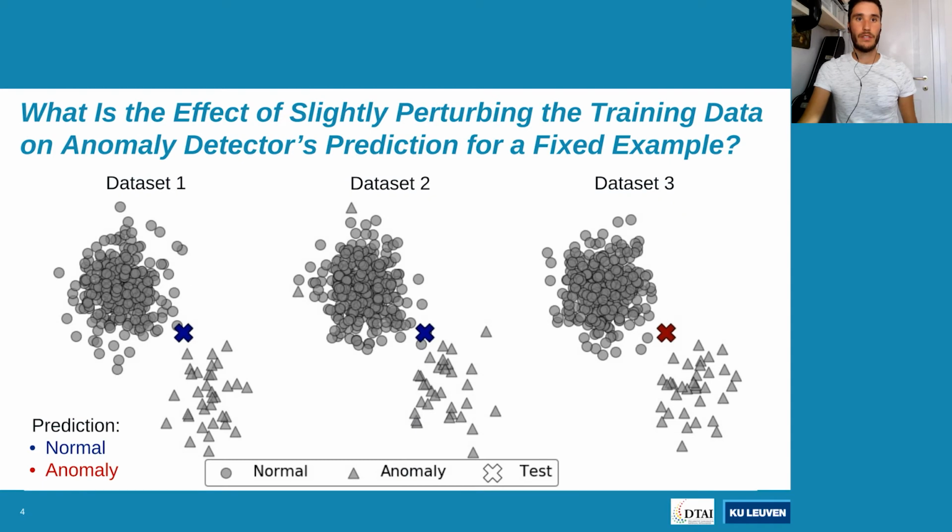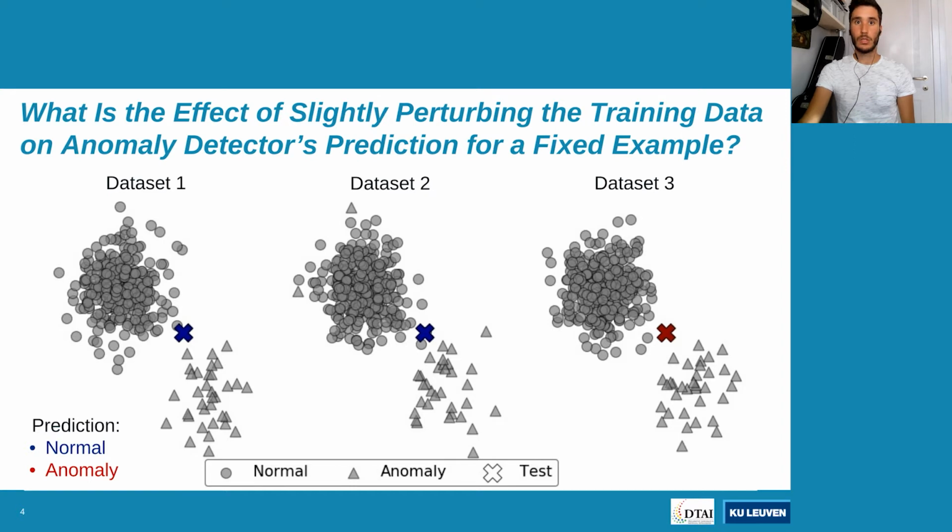By drawing three different training sets from the same distribution, it may happen, as in this case, that the prediction changes. Here, in fact, the model predicts twice the normal class and once the anomaly class for the same test example when trained on different training sets. Then, how much can you trust the model?